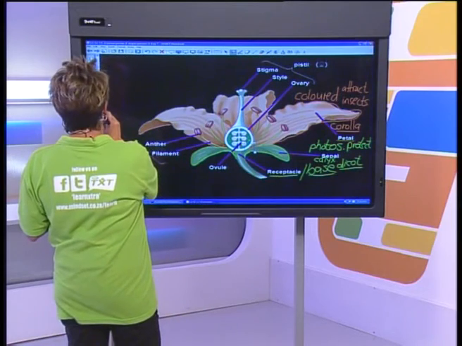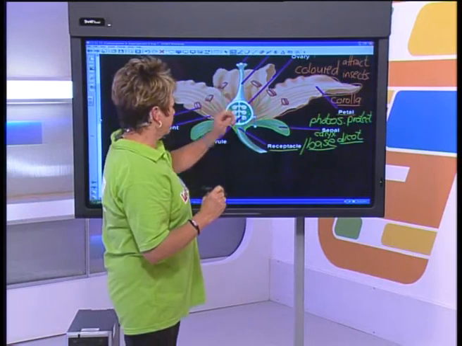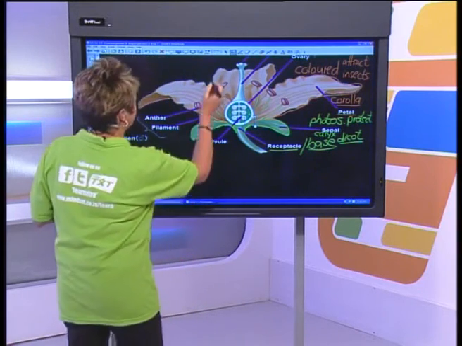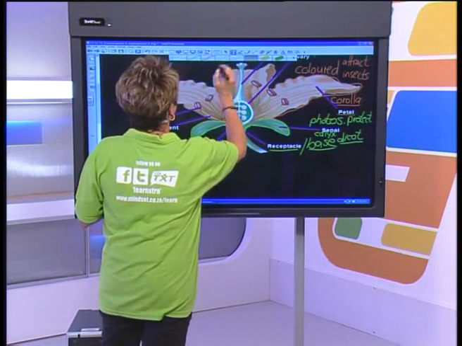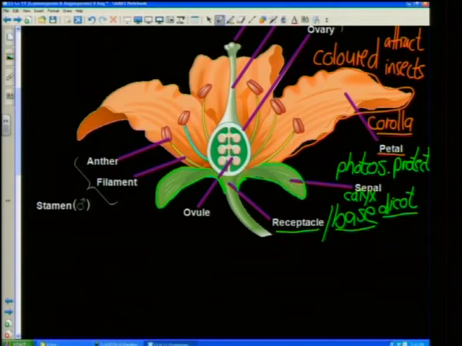Okay, we're now getting to the male and female reproductive organs inside the flower. Let's start with the male reproductive organs. The male reproductive organs are these little things there. It's a filament, there's another filament, and at the tip of each filament is an anther. An anther and a filament, collectively known as a stamen, male.